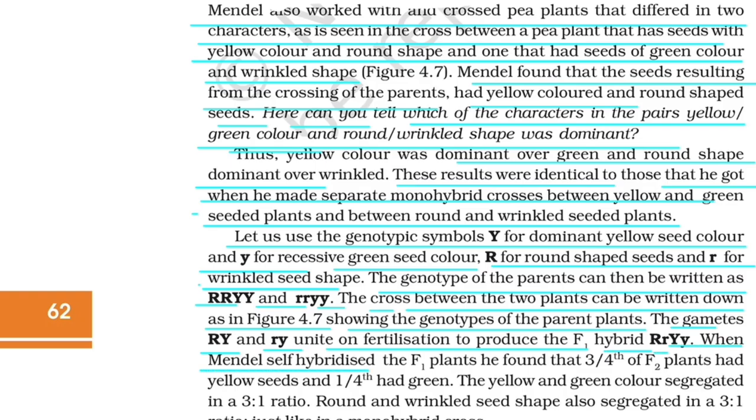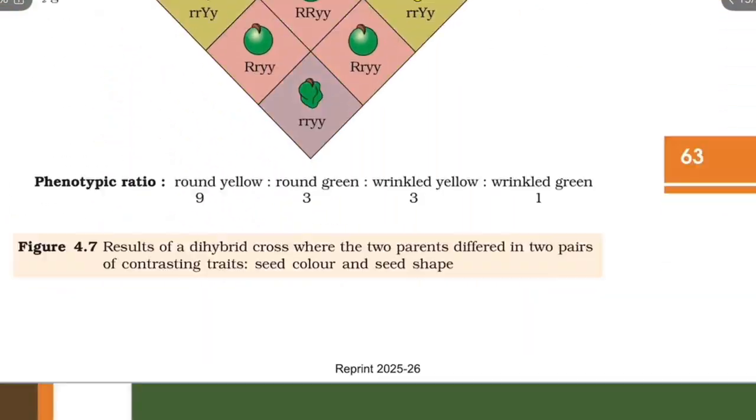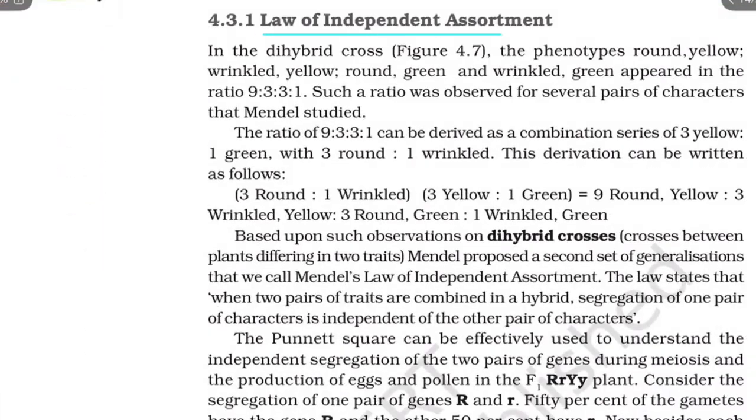When Mendel self-hybridized the F1 plants, he found that three-fourths of the F2 plants had yellow seeds and one-fourth had green. The yellow and green color segregated in a 3:1 ratio. Round and wrinkled seed shape also segregated in the 3:1 ratio, just like in a monohybrid cross. Law of independent assortment. In the dihybrid cross, the phenotypes round yellow, round green, wrinkled yellow and wrinkled green appeared in the ratio 9:3:3:1. Such a ratio was observed for several pairs of characters that Mendel studied.